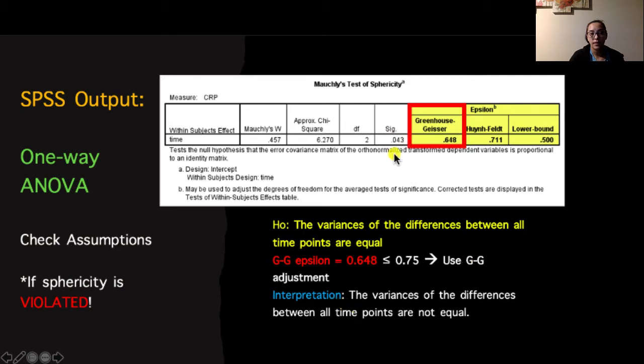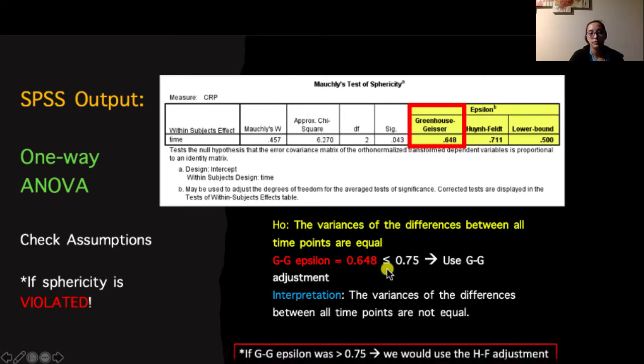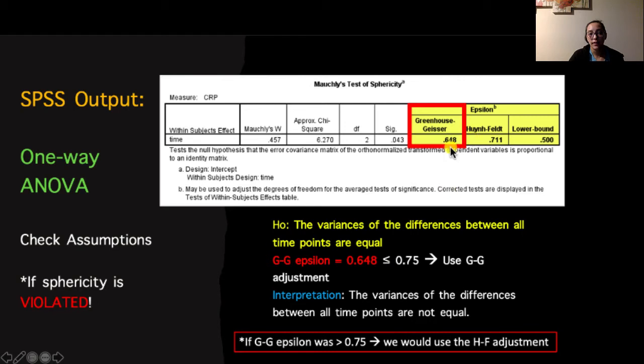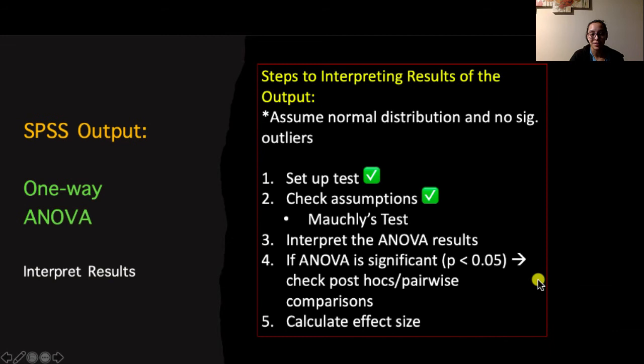So again, because this is still part of the assumption, I just kept the interpretation and the null the same, but the actual main point of this slide is to look again at the Greenhouse-Geisser epsilon. If it's less than or equal to 0.75, we know which adjustment to use. If, however, this value was greater than 0.75, then you would know you have to use a Huynh-Feldt adjustment. This will all make sense when we actually look at the ANOVA table, which is our next step to interpret the ANOVA results.